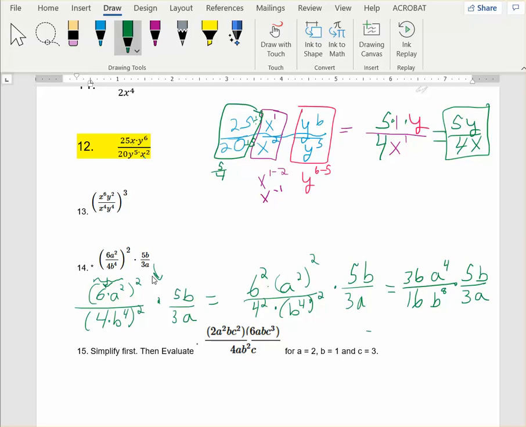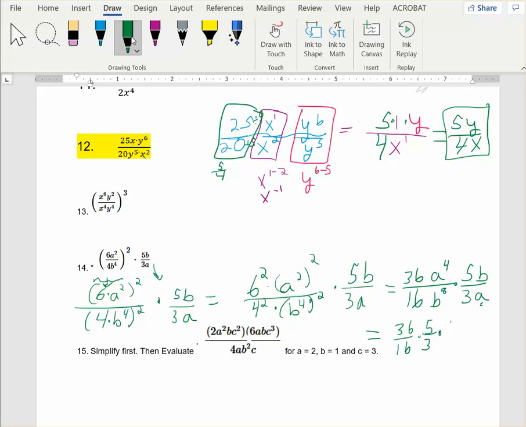So I need to put the like parts together like I did in number 12. So the 36 over 16, the number parts, the coefficients, are already together. I have to simplify that still. They're both divisible by 2 at least. I'm going to put the a's so that they're over top of each other. A to the 4th over this. Oh, wait, I'm going to go back, because there are some more coefficients that I should put. The 5 over 3. I'm going to write that next to the 36 and the 16. So there's the 5 and there's the 3, 5 in the numerator, the 3 in the denominator.